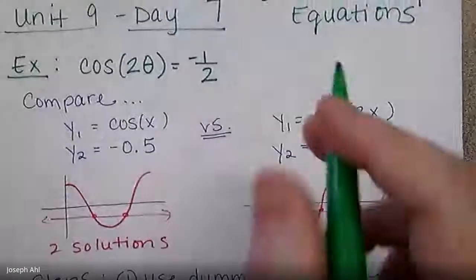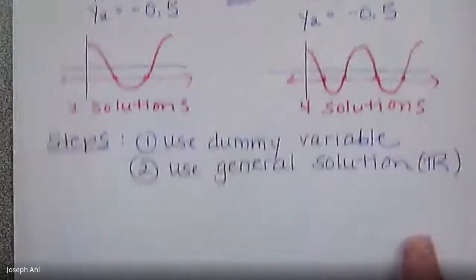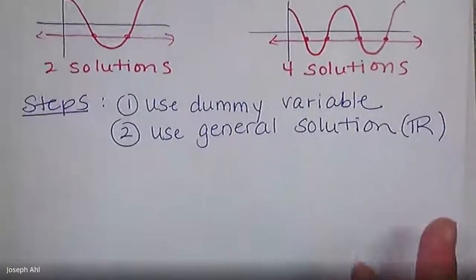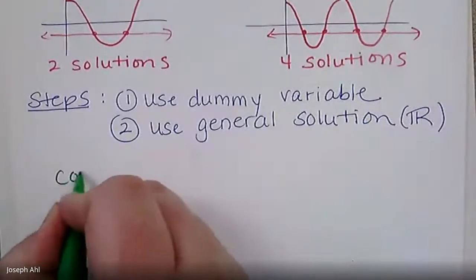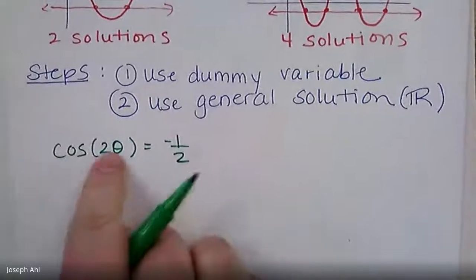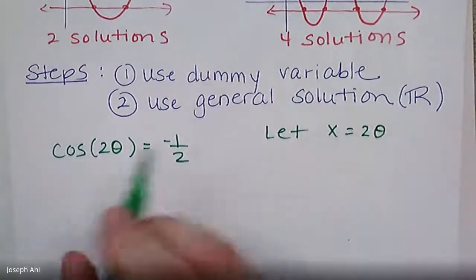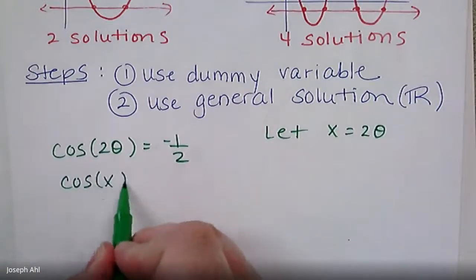Oh, and by the way, let's solve for all the answers from 0 to 2 pi. That's our typical, right? So we'll solve over that interval. So let's see, if I have cos 2 theta equals -1/2, the first thing I'm going to do is let x equal 2 theta. Let's use a quick dummy variable there. So then cosine of x equals -1/2.